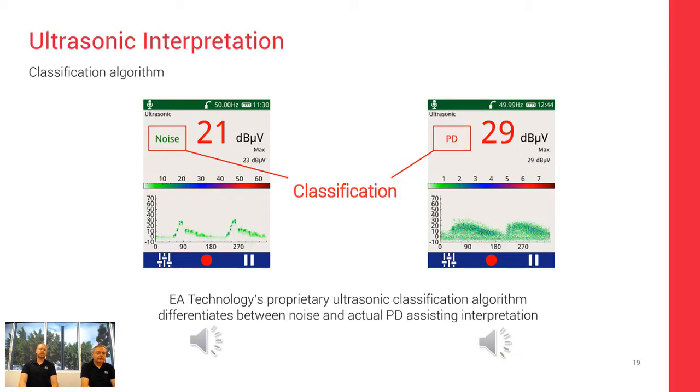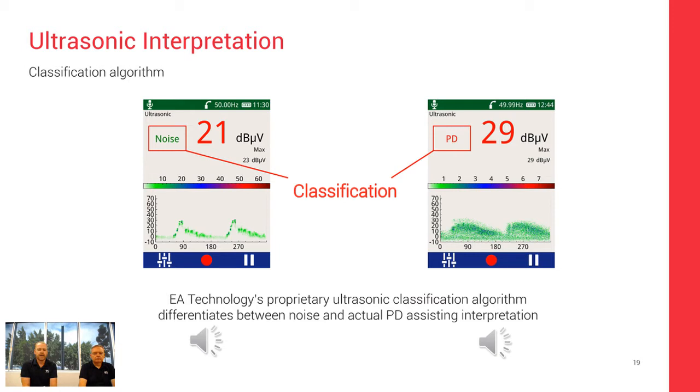Once we detect a sound, we have to figure out whether that sound is being caused by PD activity or by some sort of noise, because you do get interference. You do get other things that will emit sound in the ultrasonic range that the instrument picks up. So to help the user, we've got an algorithm built into the instrument. It will classify the sound that it's hearing as either noise, so not PD, or PD.